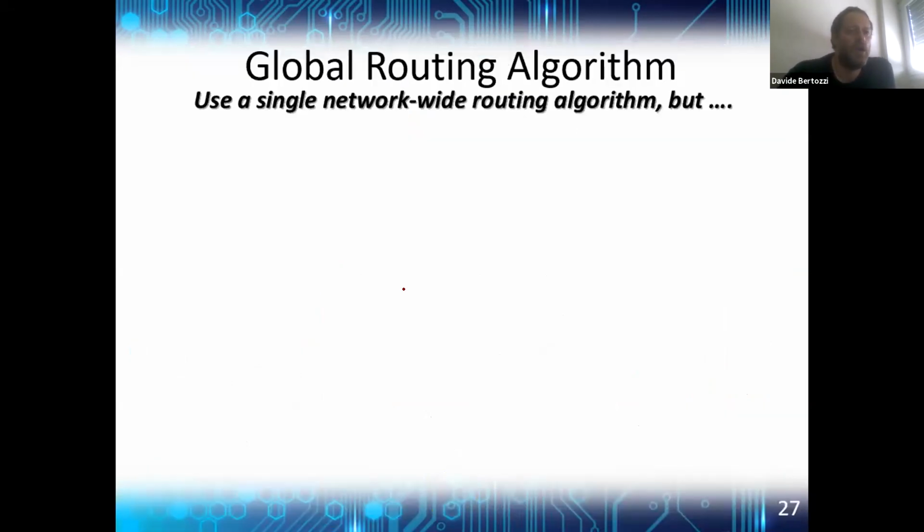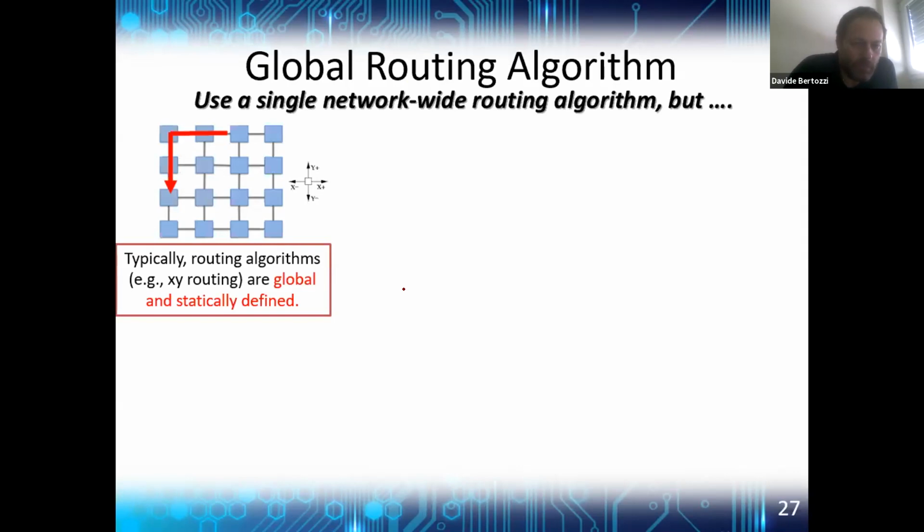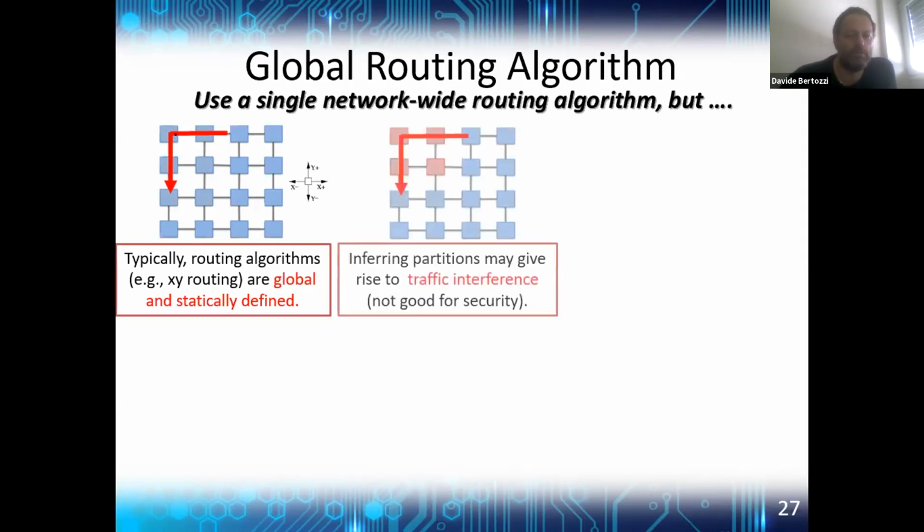So the point is, why not use a single global routing algorithm? You use a global routing algorithm for the network as a whole, regardless of the partitioning pattern. Does it work? Well, typically routing algorithms, such as X and Y routing, illustrated here, are global and statically defined. You define the global routing algorithm at design time, and it holds for the network as a whole.